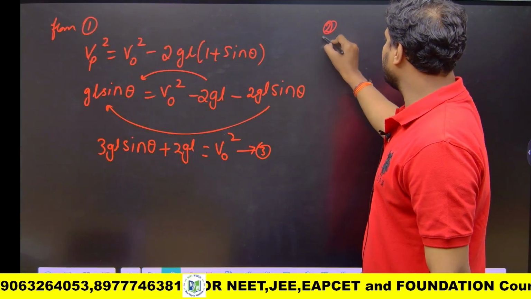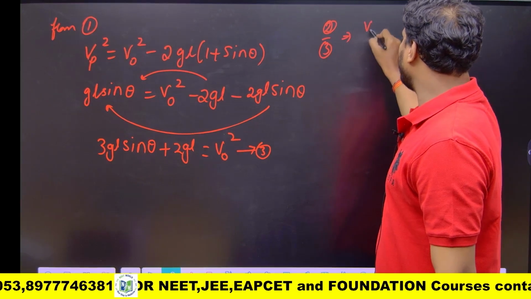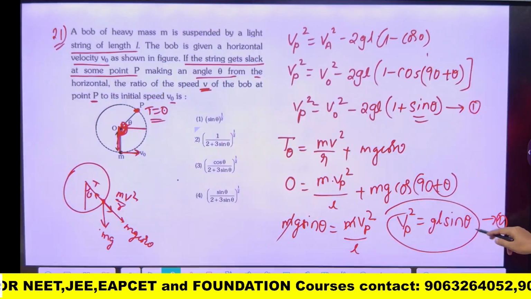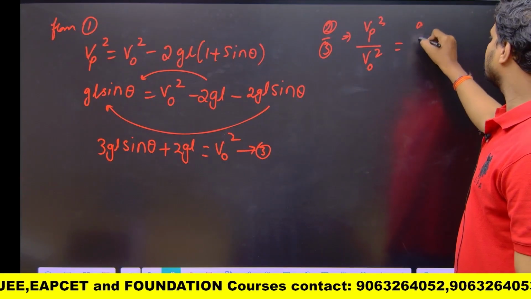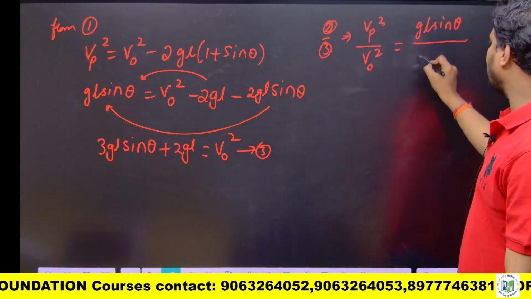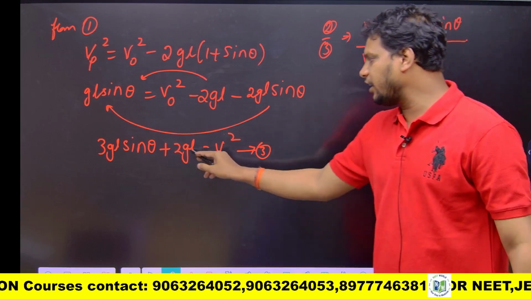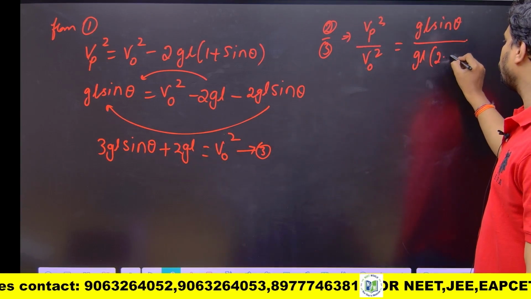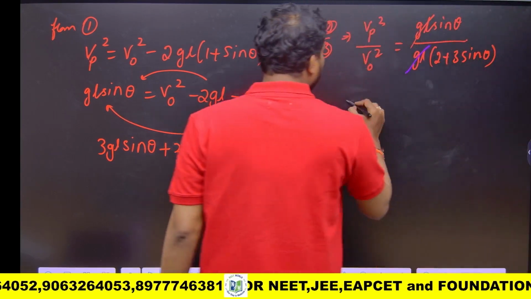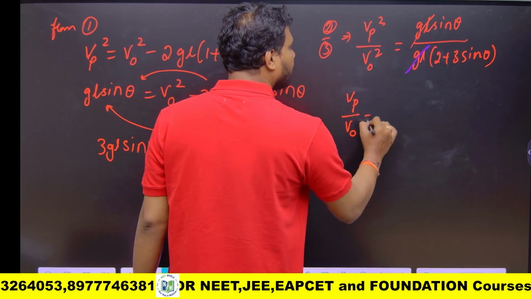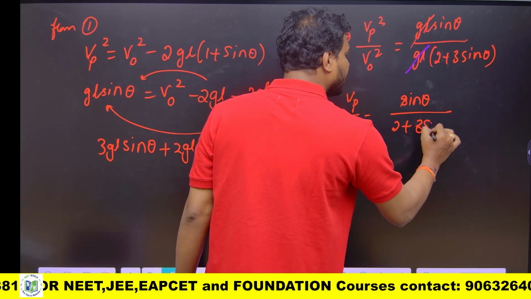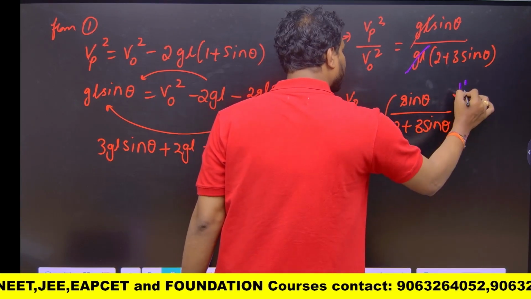If you divide equation number 2 by 3, you get vp square divided by v naught square, which is equal to gl sin theta divided by v naught square. You can take gl as common, and this value will be 2 plus 3 sin theta. Then we can cancel gl and gl. Then vp by v naught is equal to sin theta divided by 2 plus 3 sin theta, whole to the power of 1 by 2. This is the answer.